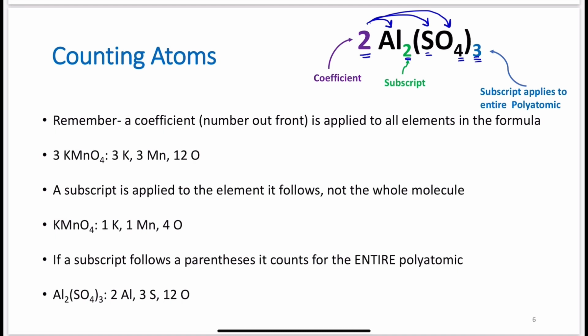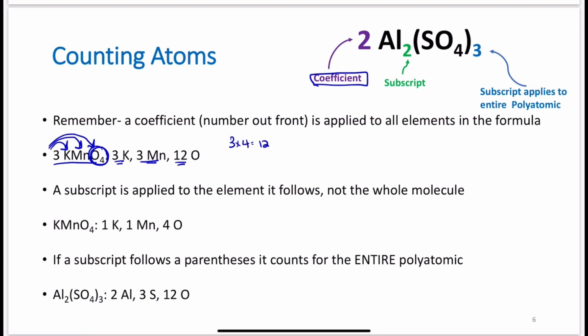But the coefficient out front, that's what it's called when it's out front like that. It's called a coefficient. So if I have, say, 3 KMnO4, that means 3 times my potassium, 3 times my manganese, 3 times my oxygen, but I have a 4 down there, which means 3 times 4 is 12 oxygen.